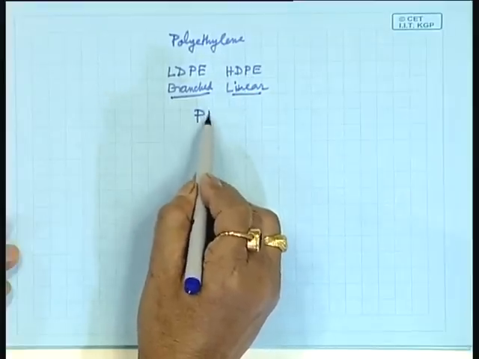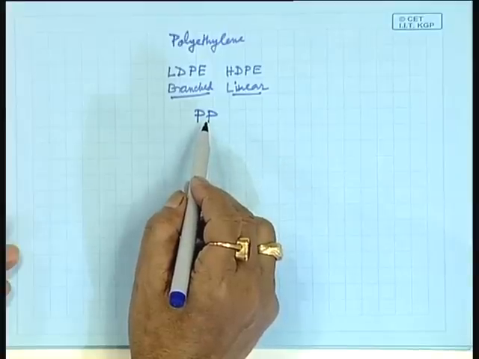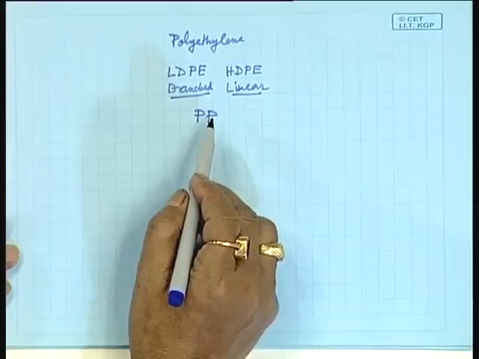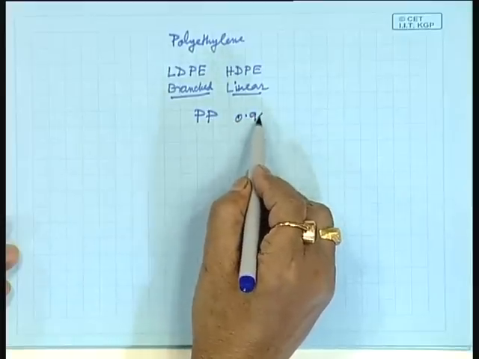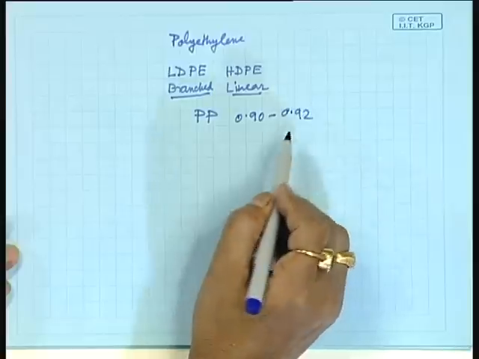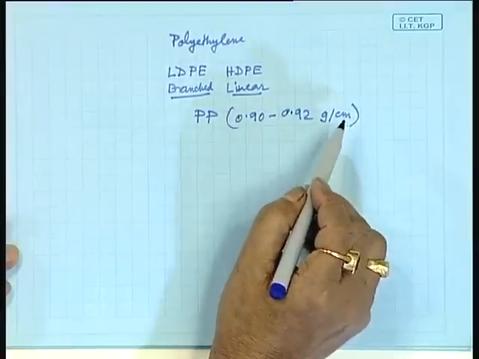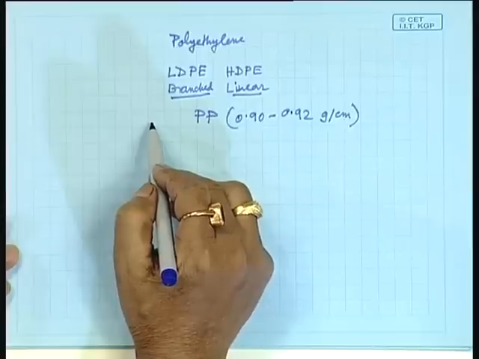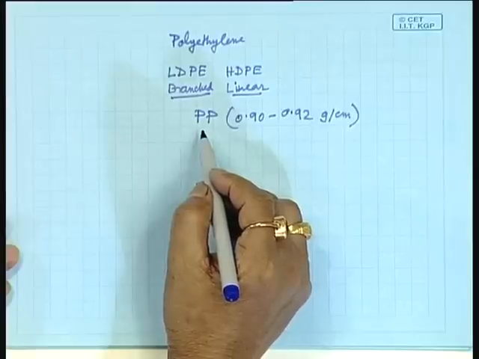Think of polypropylene, PP. It is the lightest polymer, with a density sometimes of 0.90 to 0.91 or 0.92. This is the density or specific gravity of polypropylene. Why? The methyl group is there, and some short branches are also produced. So, that makes this polymer have the lowest density, the lightest polymer, although it is a very strong polymer.